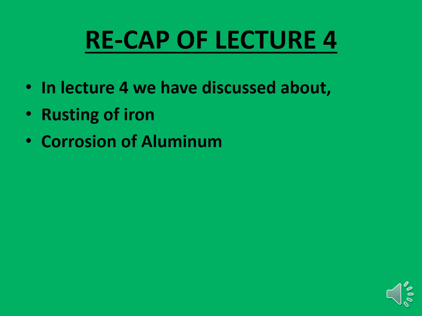In lecture number 4 we discussed the rusting of iron, in which iron in the presence of oxygen and moisture converts into iron oxide in the form of rust and gets dissolved. And in the case of corrosion of aluminum, we discussed that aluminum metal converts into Al2O3, and it forms a hard layer on its surface, and this layer protects the remaining metal from corrosion.